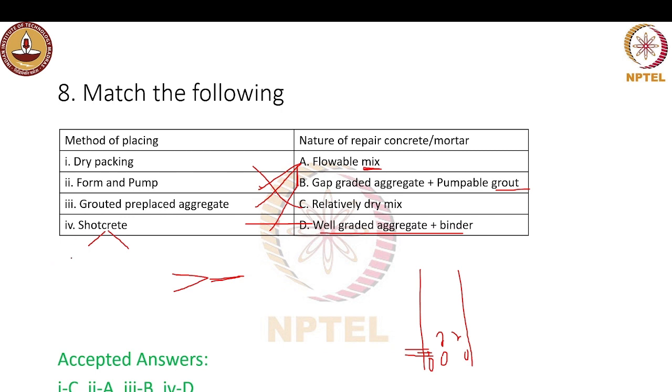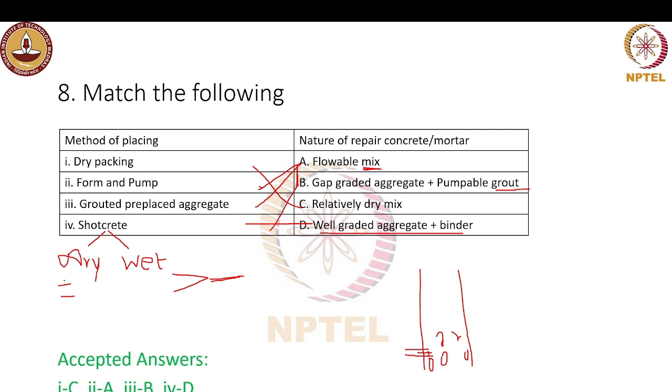In one case, we are doing dry shotcreting, and another is wet shotcreting. In wet we are using the complete mix and doing the shotcreting. In dry mixing we have two nozzles. Through one nozzle water is being pumped, and through the other nozzle the dry mix will be pumped.